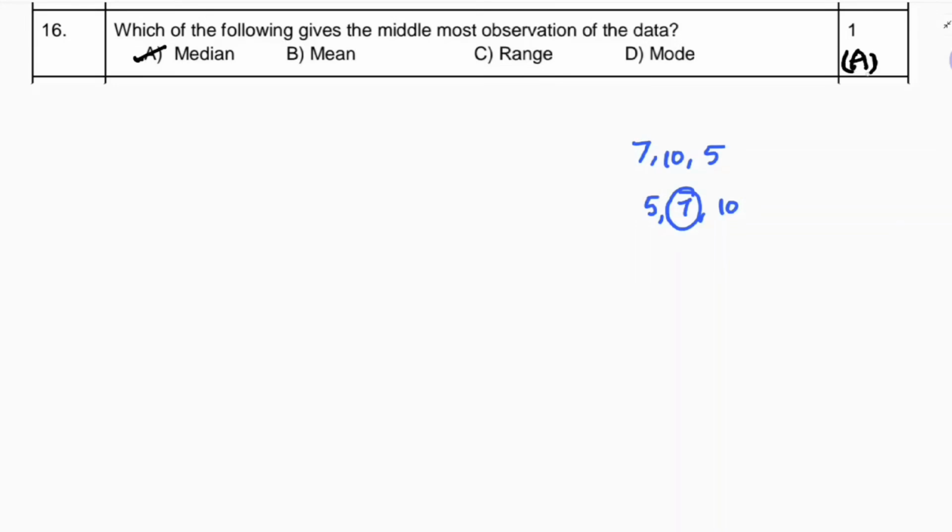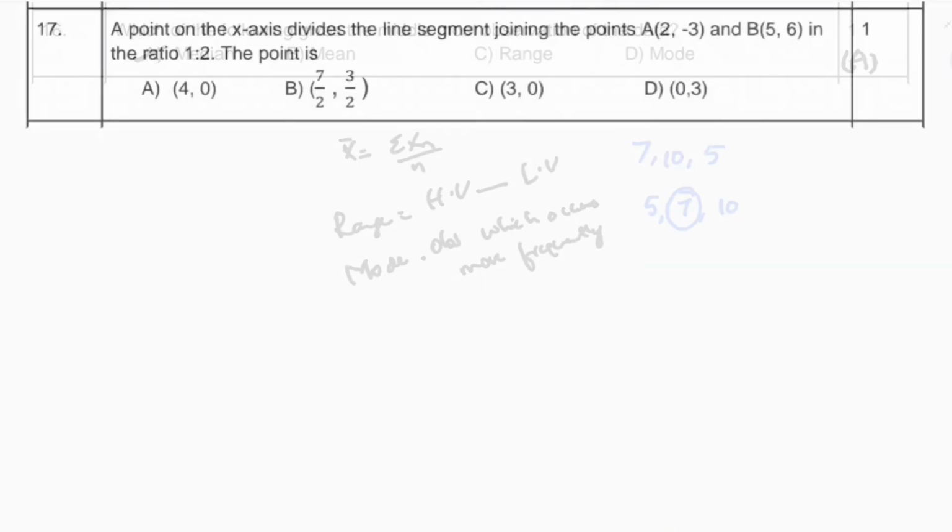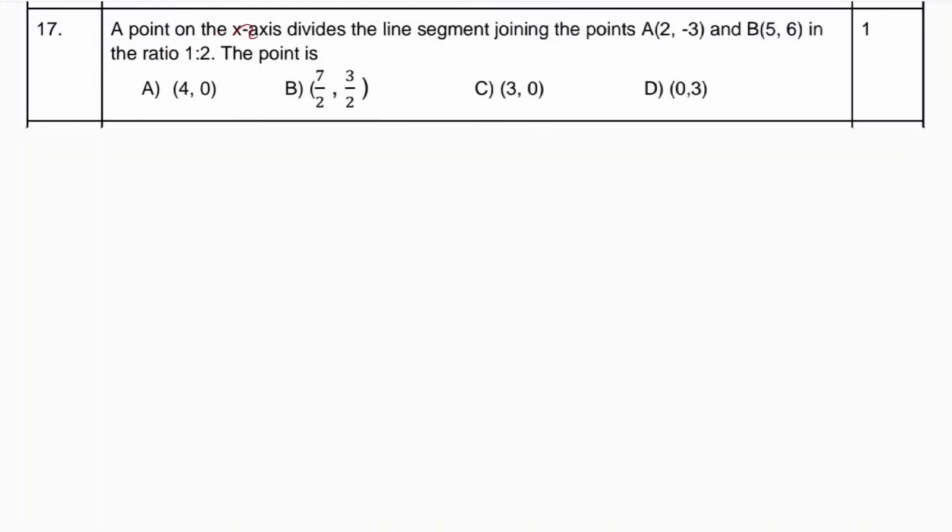And see, mean, how will you calculate? Sum of the observations by number of observations. So mean is for ungrouped data, just I'm telling for ungrouped data. And range, you will calculate highest value minus least value. And mode, the observations which occur more frequently. But here the question was, which of the following gives the middlemost observation of the data? That is median.